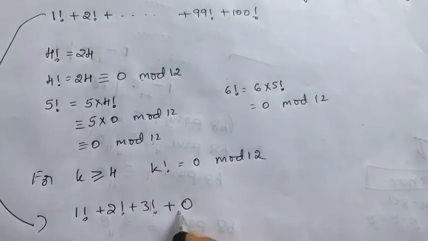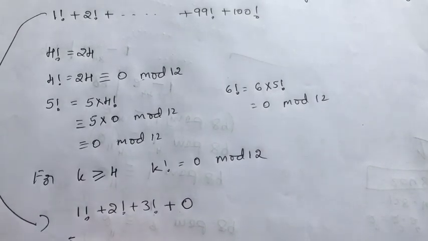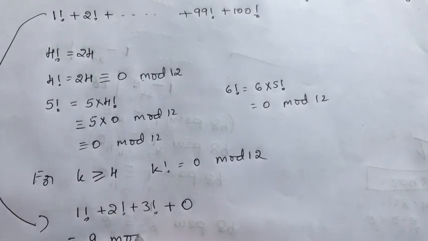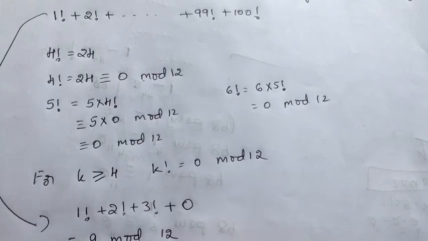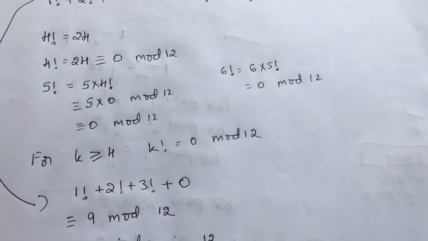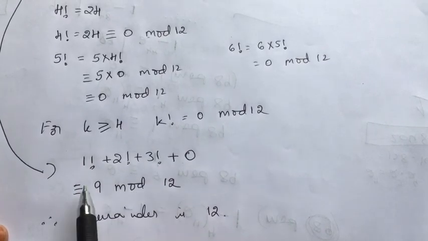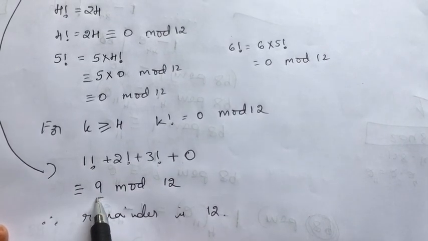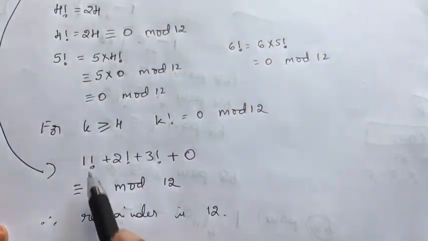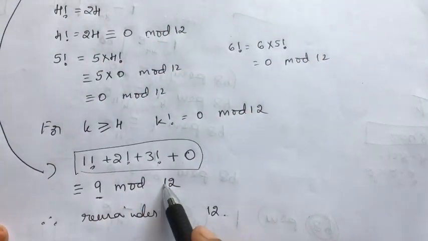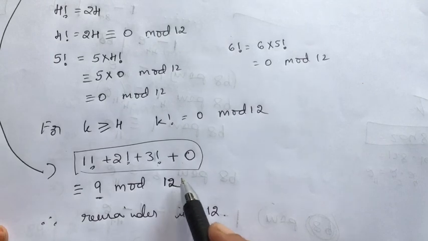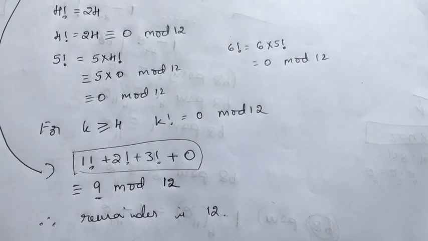So it is reduced to this, which is nothing but 9 mod 12. So the remainder is 9, that is 1 plus 2 plus 6, that is 9. This whole sum is reduced to this. When I consider mod 12, I'm getting 9 as a remainder.